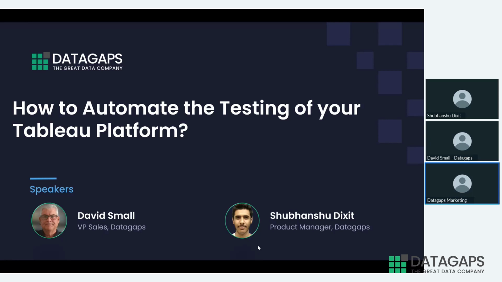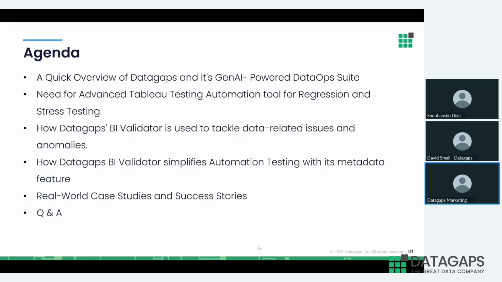And here is our agenda for today's webinar. We'll start with a quick overview of Datagaps and DataOps suite and why Datagaps BI Validator is a new age, advanced Tableau testing automation tool for regression and stress testing. Next, we will share how Datagaps BI Validator simplifies data-related issues and anomalies with its metadata feature. Thereafter, Dave will share real-world case studies and success stories exhibiting the transformative impact of Tableau testing automation with Datagaps BI Validator. And this will be followed by our Q&A session.